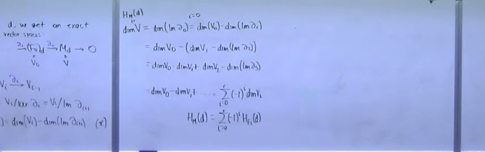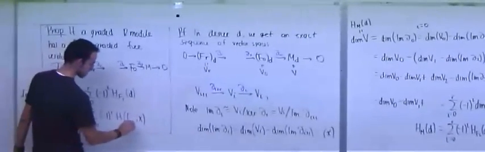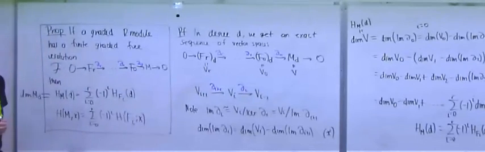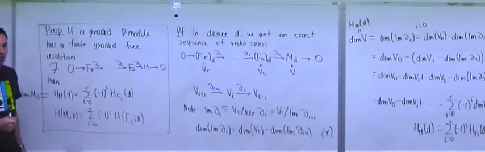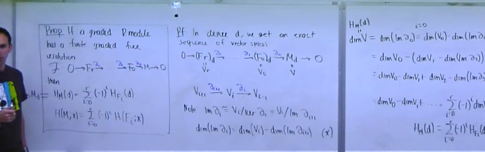Good point. This is i, this is i, this is i, but this is i also. Thank you. Okay. Any other questions about this proof?